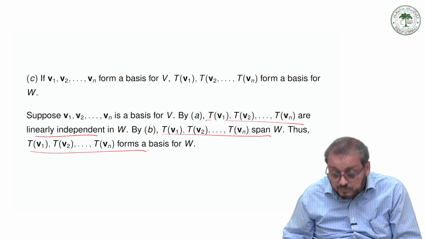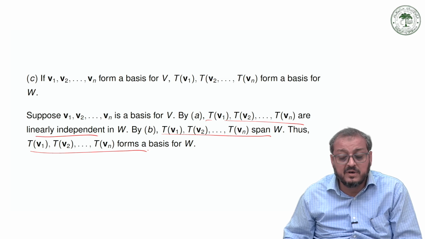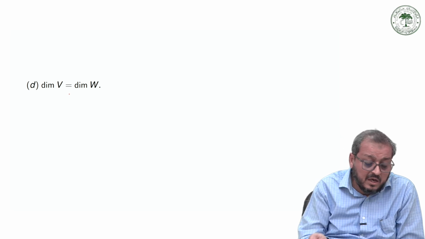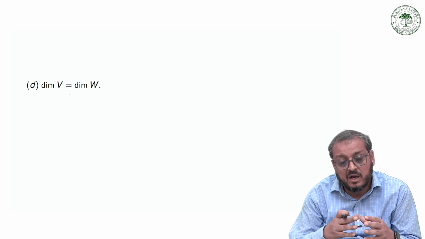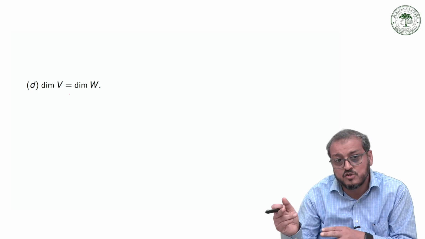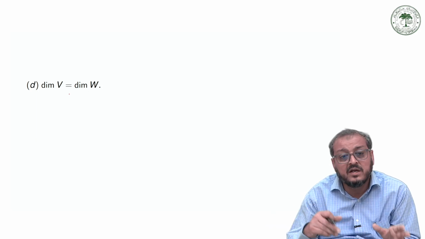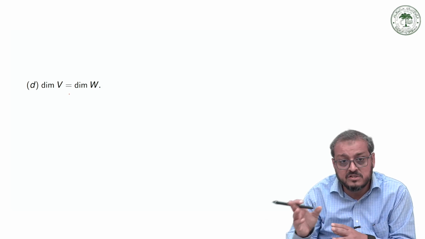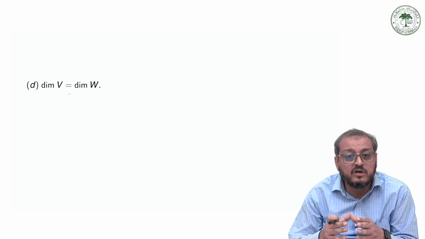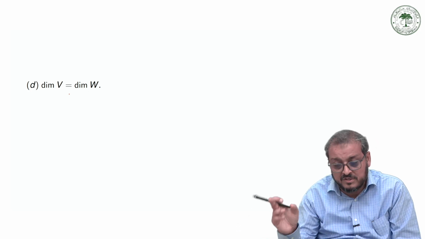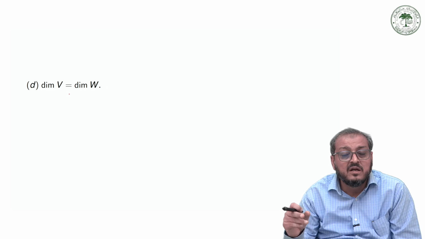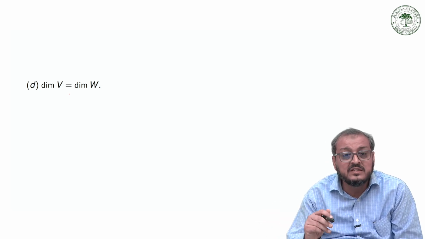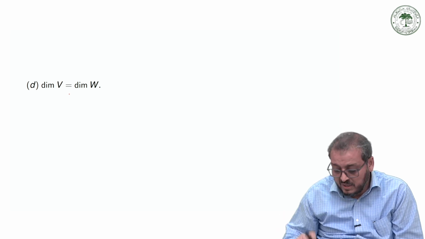Now we have to move to the last part, which is about the dimension of V and the dimension of W. In the previous part, we showed that V1, V2, ..., Vn is a basis of V. So, the number of elements in the basis is n, which means the dimension of V is equal to n. We also showed that T(V1), T(V2), ..., T(Vn) is a basis for W, and there are also n elements. So, the dimension of W is also equal to n. So, we can say that the dimension of V and the dimension of W are the same.